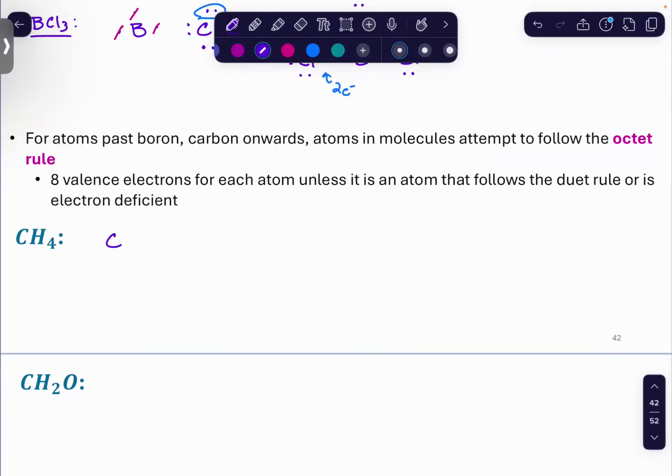So carbon has 4 valence electrons. Hydrogen has 1 valence electron. So carbon's going to be the center. I need to bond 4 hydrogens to it. Then I'd say, are there any electrons to replace? Carbon used all 4 of its bonding locations. Each hydrogen used its 1 bonding location. So no, this is going to be our Lewis structure for methane.